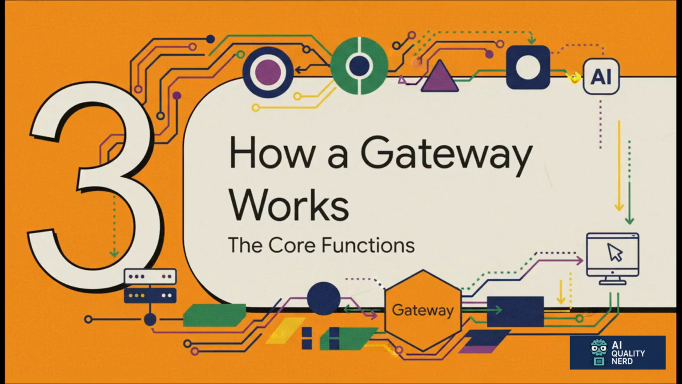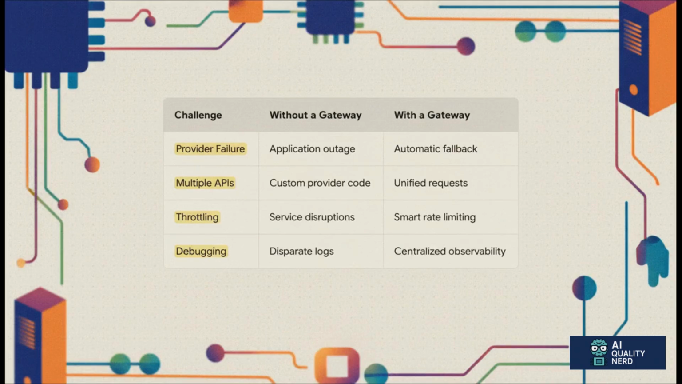So how does this gateway actually fix those scaling headaches we were just talking about? Okay, let's get into its core functions and see what makes it tick. And this table really shows you the before and after so clearly. So without a gateway, right, if your main LLM provider goes down, poof, your application goes down too. But with the gateway, it can instantly detect that failure and just automatically reroute the request to a backup, maybe over to Claude or Gemini, and your users never even notice. It really does turn that chaos into control.